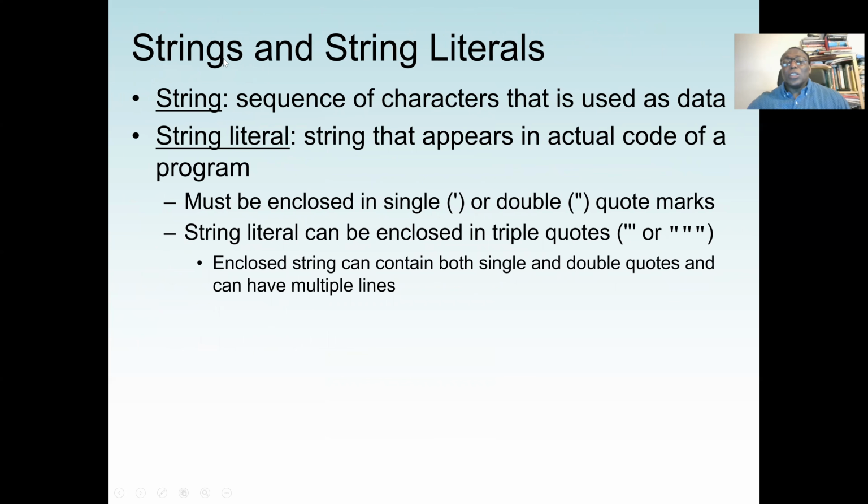Also, we have what we call strings and string literals. A string normally is a sequence of characters, and not only characters, also symbols or values, but they have to be in double quotation or single quote. So a string is a sequence of characters that is used as data. And a string literal is a string that appears in the actual code of the program. It must always be enclosed in single or double quotation marks. So a string can be a word, like Charles, William, St. John's, etc. They have to be in double quotation.